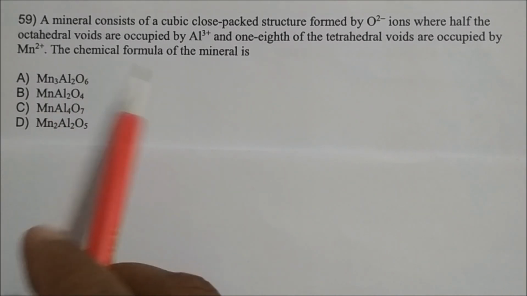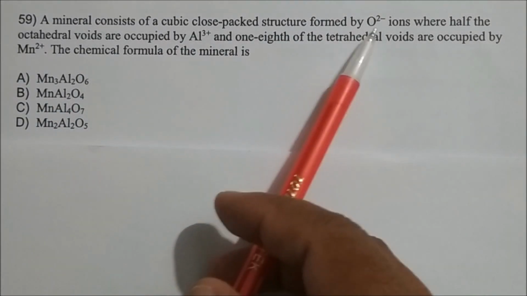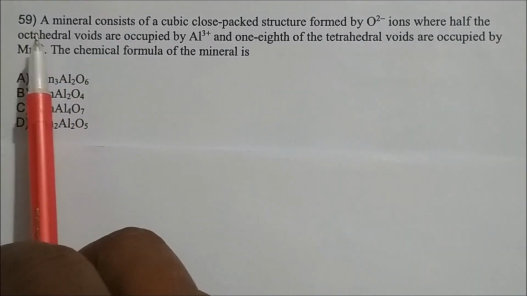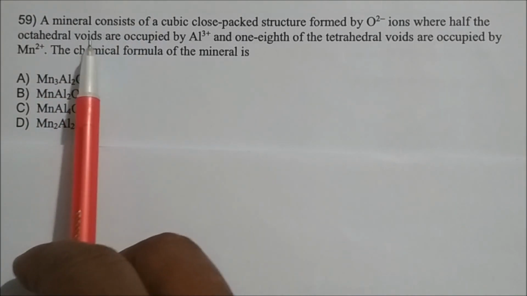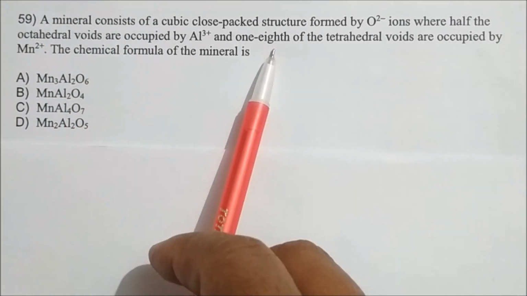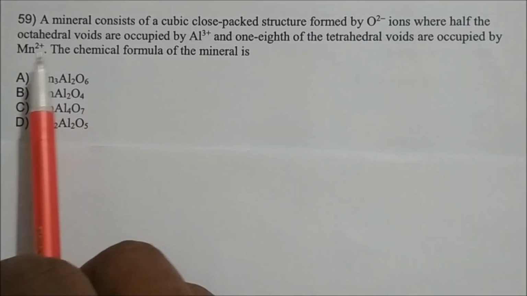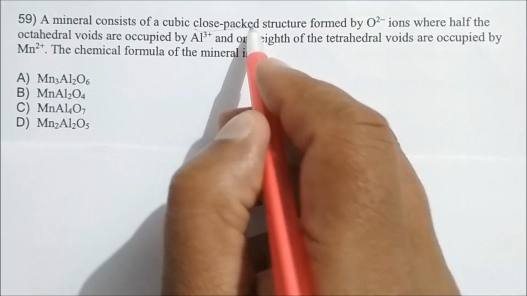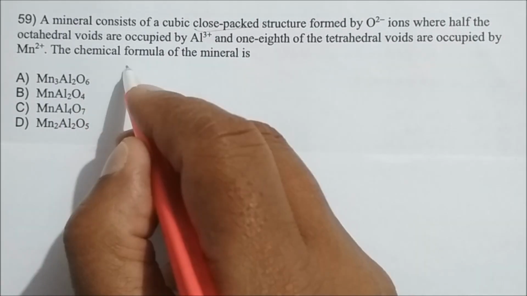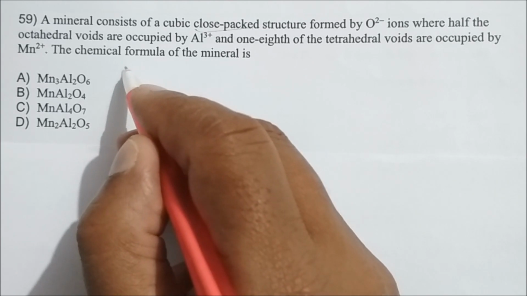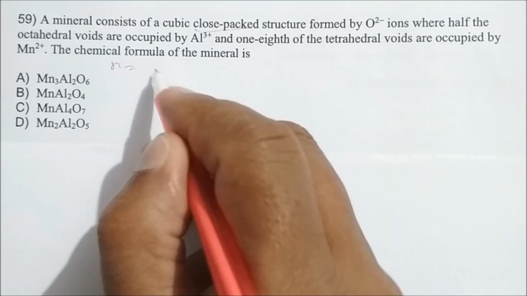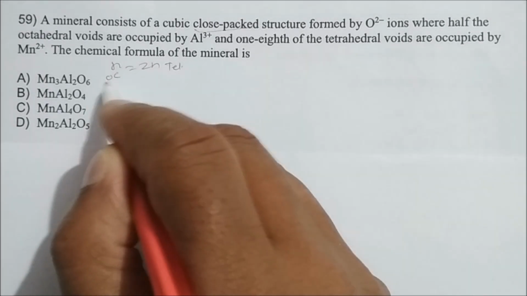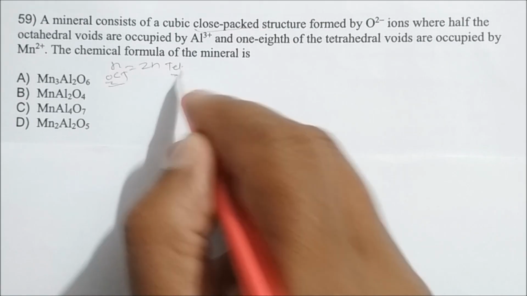A mineral consists of a cubic close packed structure formed by the oxide ions, where half of the octahedral voids are occupied by Al3+ and 1/8 of the tetrahedral voids are occupied by Mn2+. We know very well that if the number of octahedral voids in CCP packing is N, then the number of tetrahedral voids is double, 2N. So double the octahedral voids are present as tetrahedral voids.